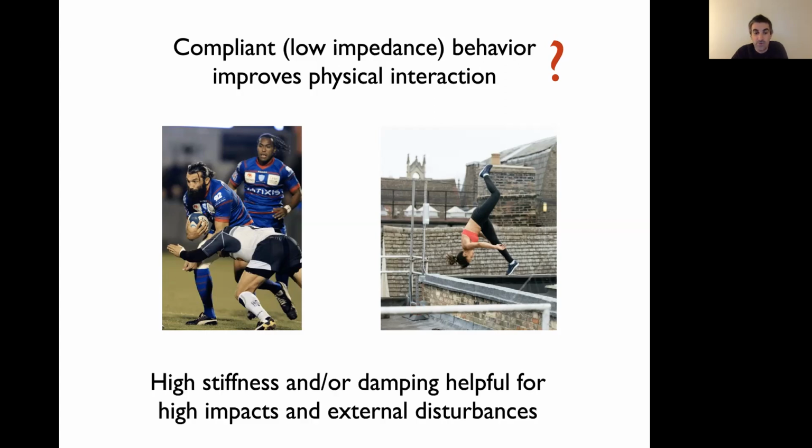So from these two examples, we can see that high stiffness and maybe also high damping in certain situations will be very helpful to deal with impacts and external disturbances. This goes against the idea that we need to be compliant all the time. Actually, we maybe don't. It's good to be compliant sometimes. It's good to be stiff sometimes. It's good to maybe have low stiffness but high damping sometimes. And sometimes it might be good to have the opposite, right?